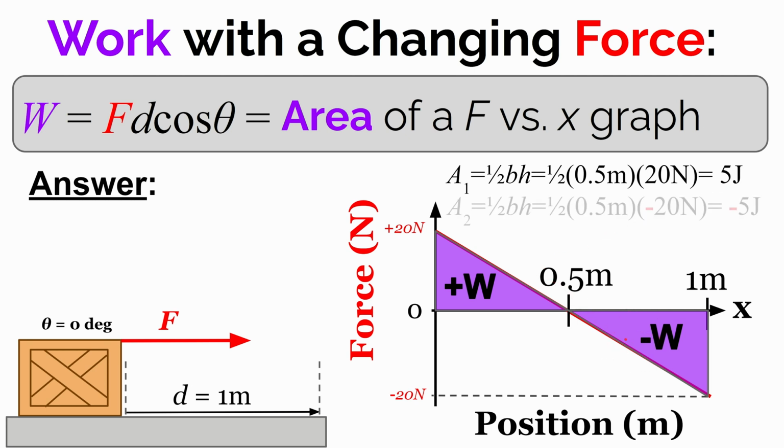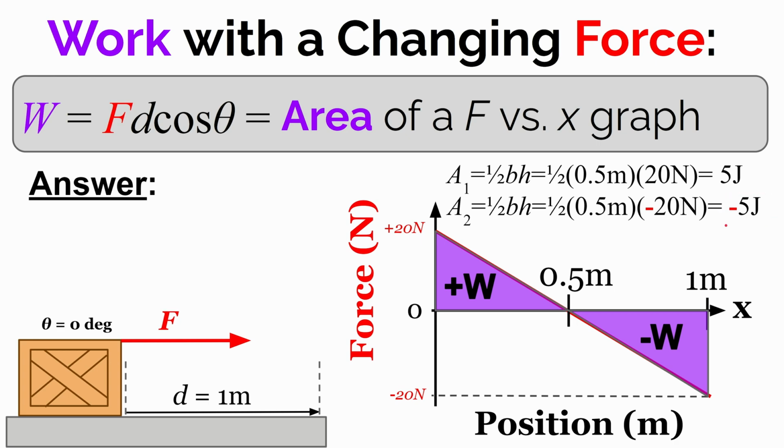During the second half, let's find the area of that triangle. It's also 1/2 base times height, so it's 1/2 times the base from 0.5 to 1, which is also 0.5 meters. The height is negative 20 newtons, and so the amount of area we'd say is negative 5 newton meters or negative 5 joules. That represents the amount of energy transferred out of the box.